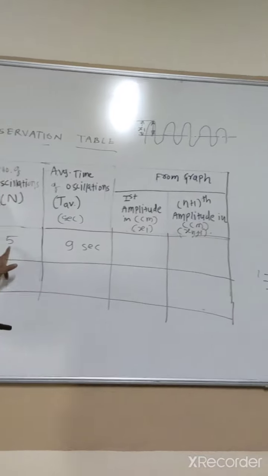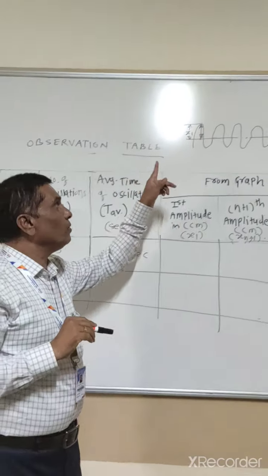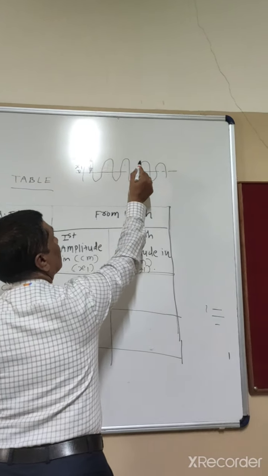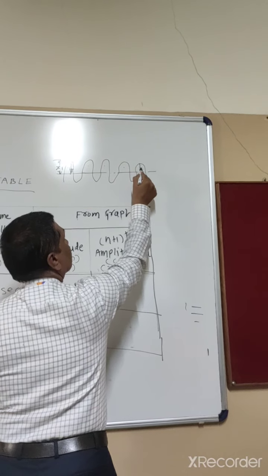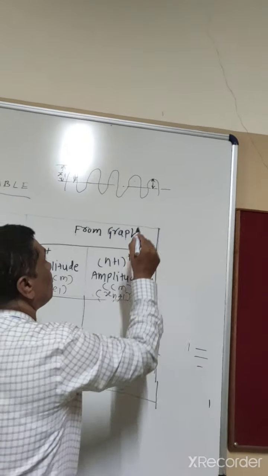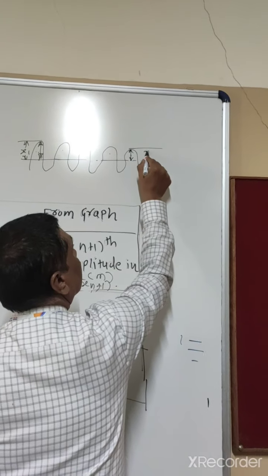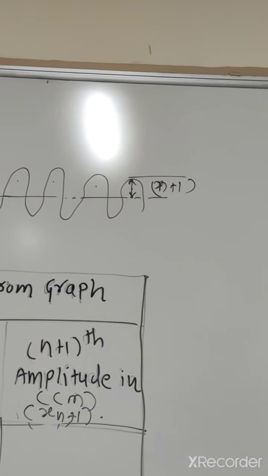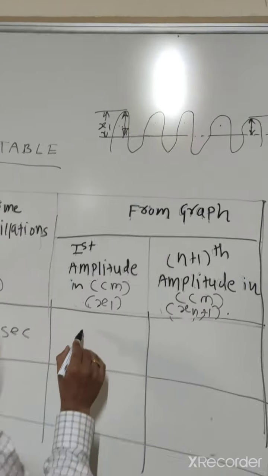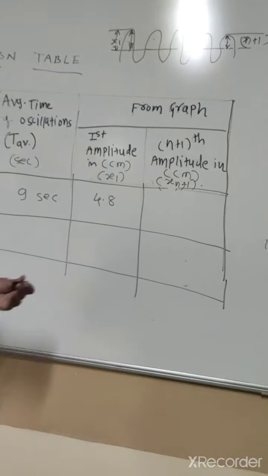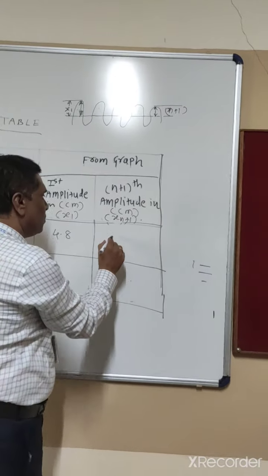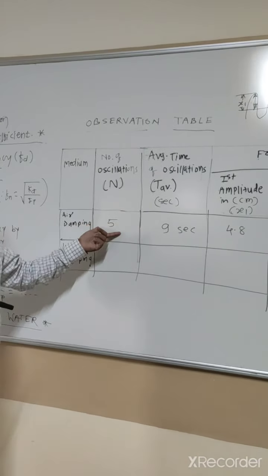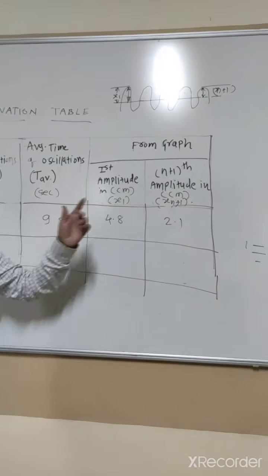Now suppose we have considered 5 oscillations. Therefore we will measure 5 oscillations: 1, 2, 3, 4 and 5. This is the fifth one. So this we can call the n plus 1 oscillation. Now suppose this value comes to 4.8, and suppose the n plus 1 amplitude is 2.1, something like this. So we got the number of oscillations 5, the average time 9 seconds, and 4.8 and 2.1.